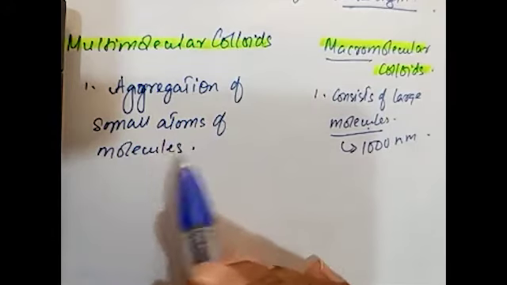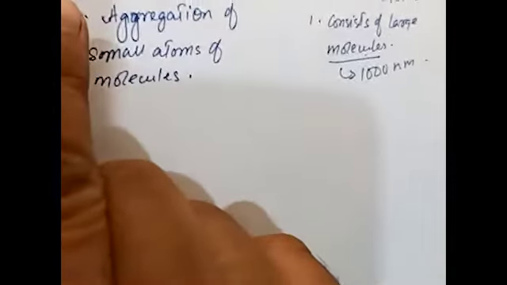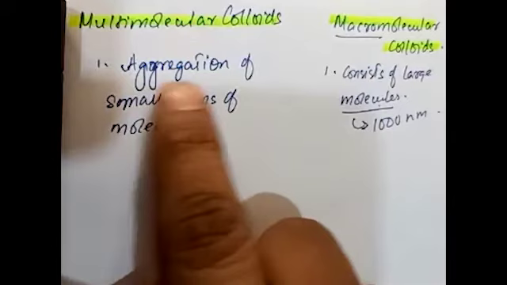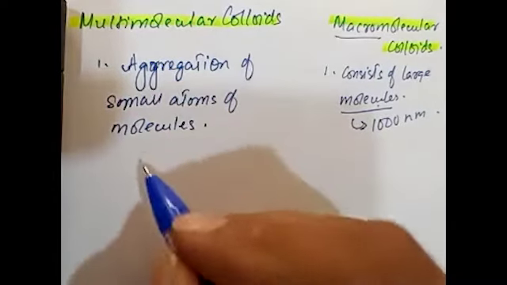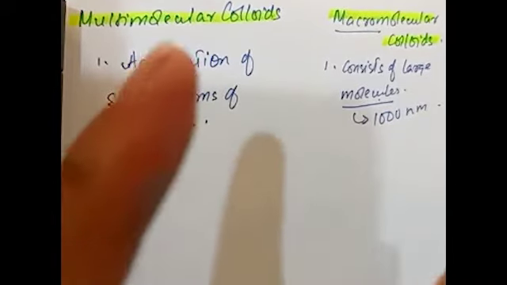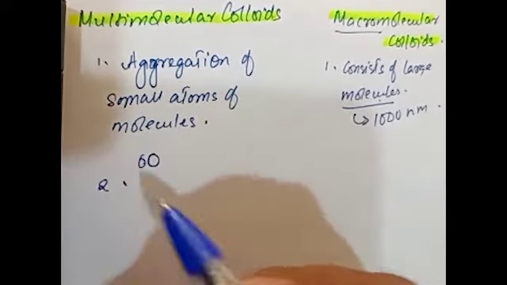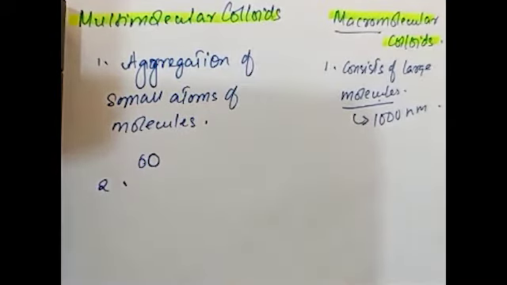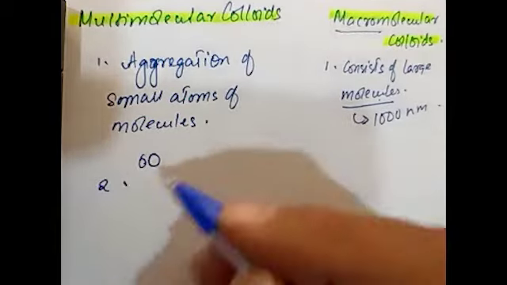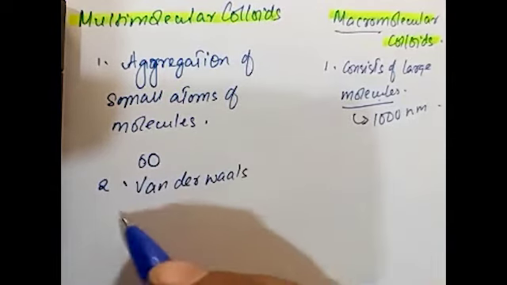Aggregation means they have combined to form. In multimolecular colloids, one particle comes and attaches to another particle, they join together. So how does this attachment take place? There should be some binding energy, some force of attraction. The force of attraction acting between them is van der Waals forces. It's a weak force.